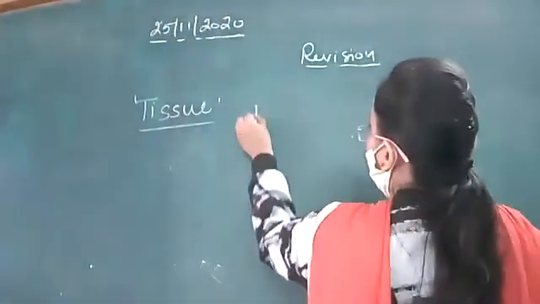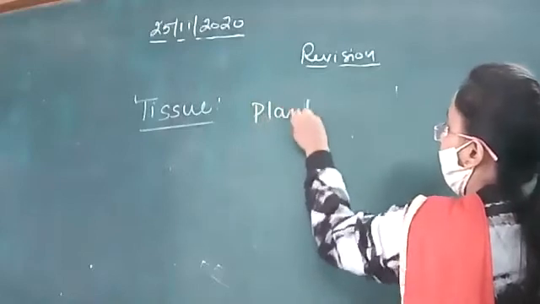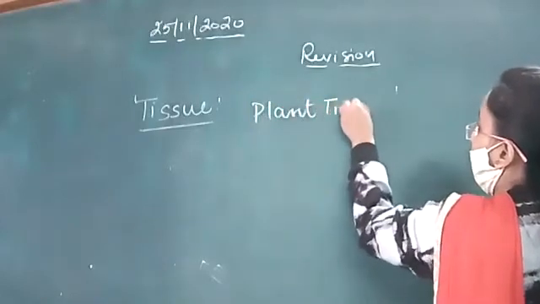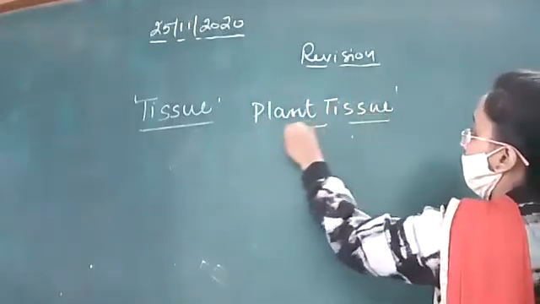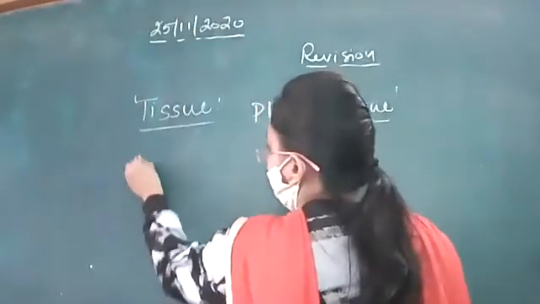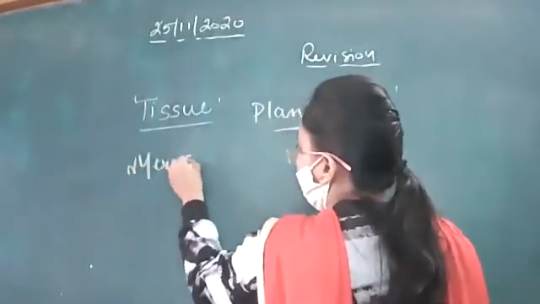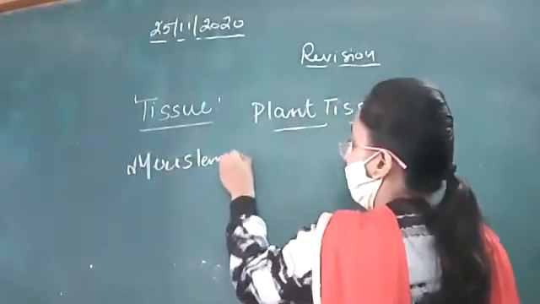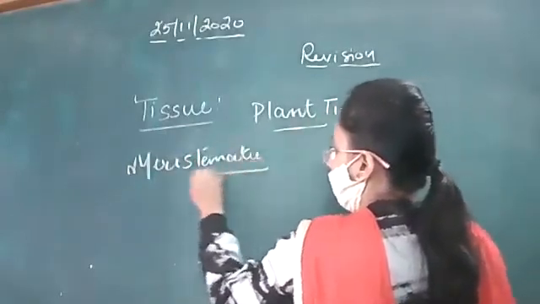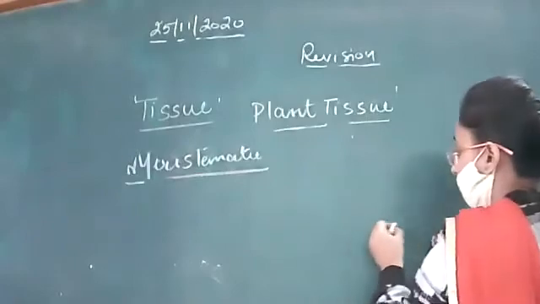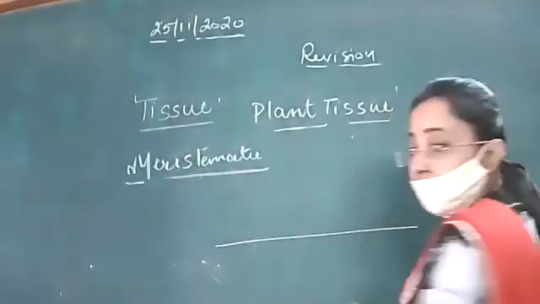The tissue in which we are starting with the plant tissue first today. And the plant tissue, the first tissue is meristematic tissue. Meristematic tissue. In the diagram, we will do this.